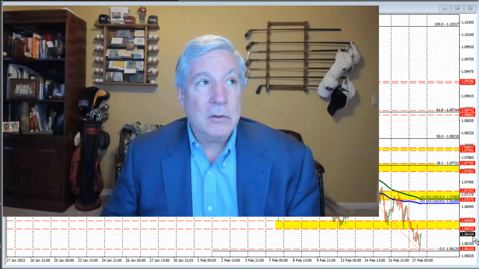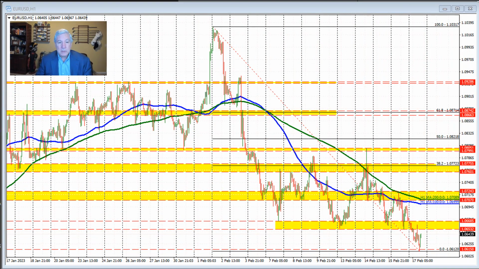We'll start by taking a look at the euro versus US dollar. And what we see in the euro versus US dollar today is a break below these swing lows through here. We had swing lows, swing lows, swing lows.